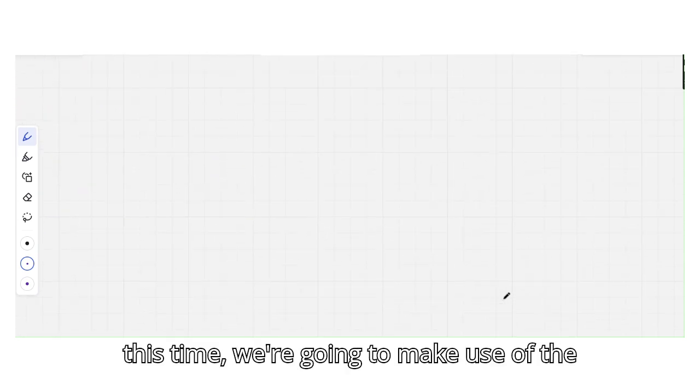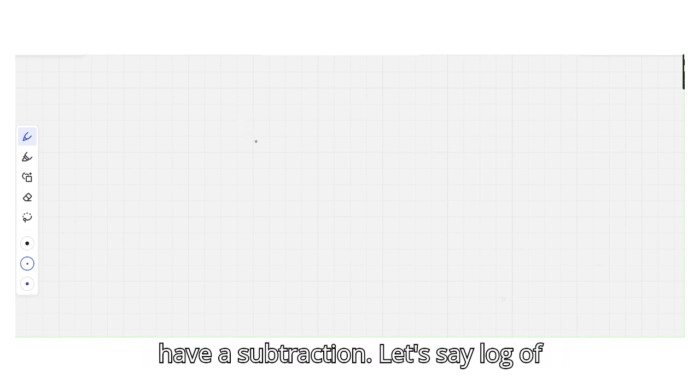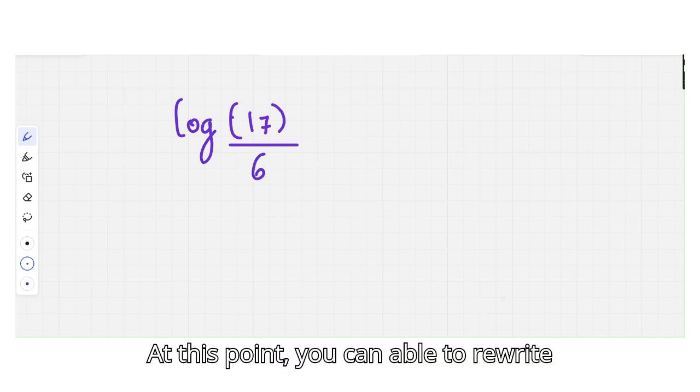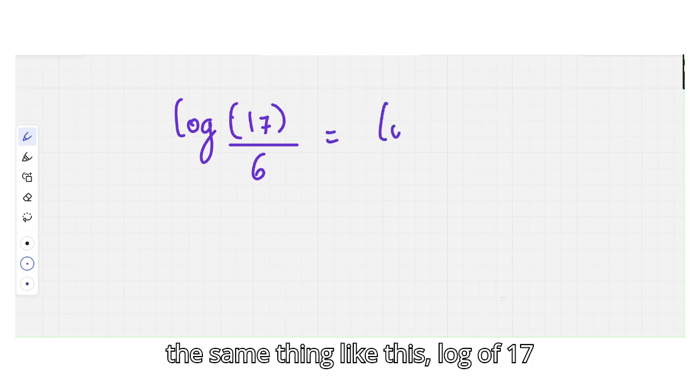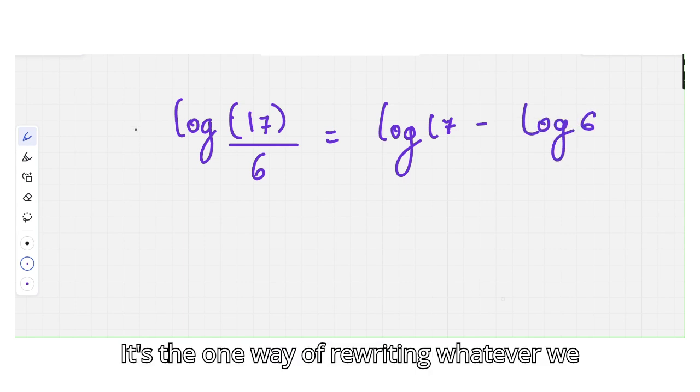This time, we're going to make use of the quotient rule. It's easier when we have a subtraction. Let's say log of 17 divided by 6. At this point, you can rewrite the same thing like this: log of 17 minus log of 6. It's one way of rewriting whatever we have.